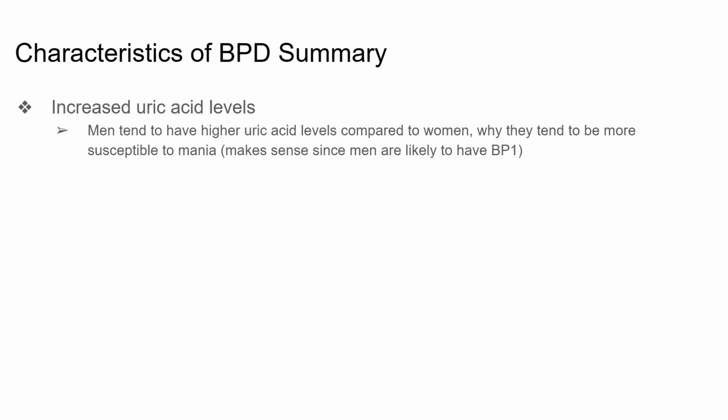Men tend to have higher levels of uric acid compared to women because men are more susceptible to mania. It makes sense because men are more likely to have bipolar 1 disorder, and bipolar 1 disorder is characterized by those hypermanic episodes or full manic episodes. And then uric acid comes from foods or drinks that are rich with purine. So this is going to include red meats or very sugary drinks that are high in fructose.